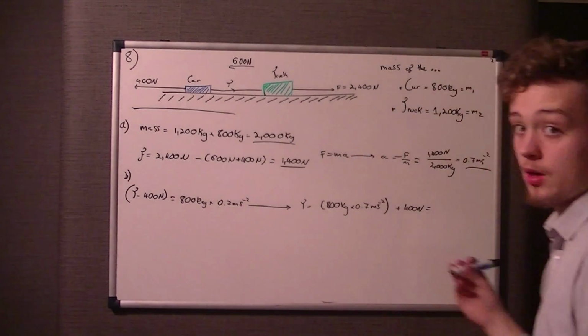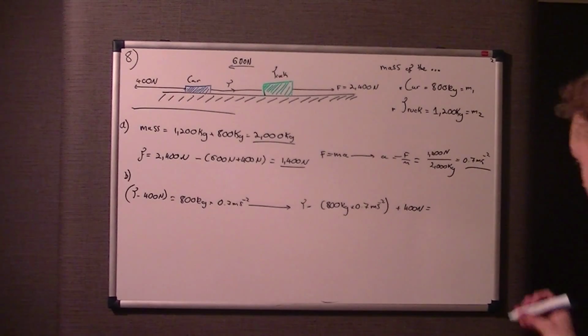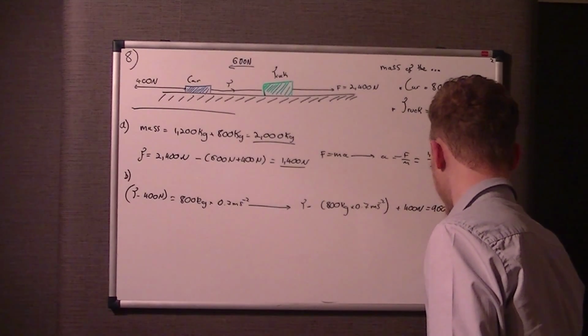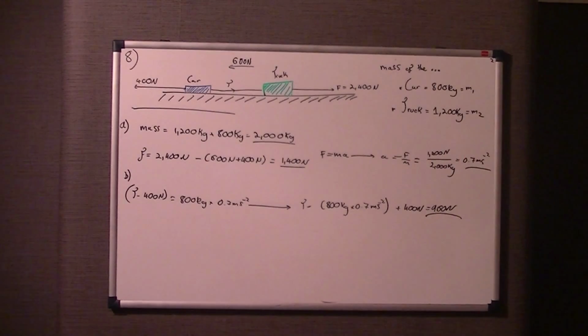If you sub that into your calculator, you should get a value for T of 960 newtons, unless I've read it wrong. Anyway, that's really how far we should have got.